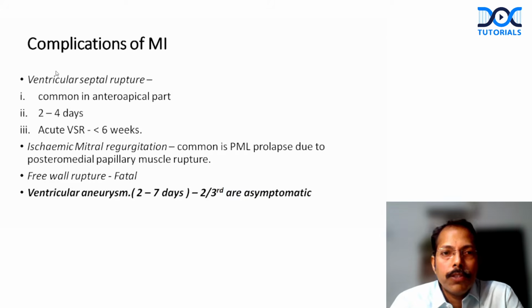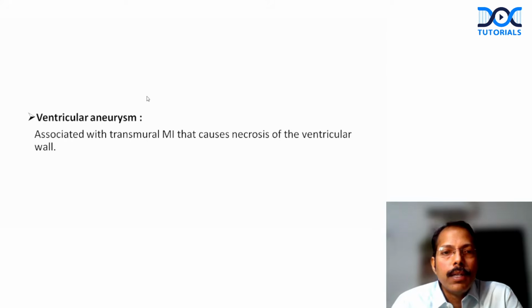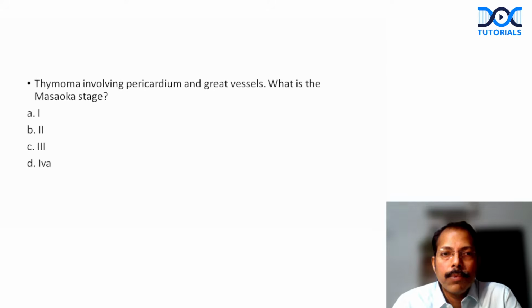So among the complications of MI like VSR, ischemic MR, free wall rupture, the ventricular aneurysm typically develops 2 to 7 days after MI, and interestingly, two-thirds are asymptomatic. But in our question, the patient collapsed during the ward round. Generally speaking, aneurysms of the ventricle are asymptomatic. Okay. And this is associated with transmural MI that causes necrosis of the ventricular wall. Yes, ventricular aneurysm.